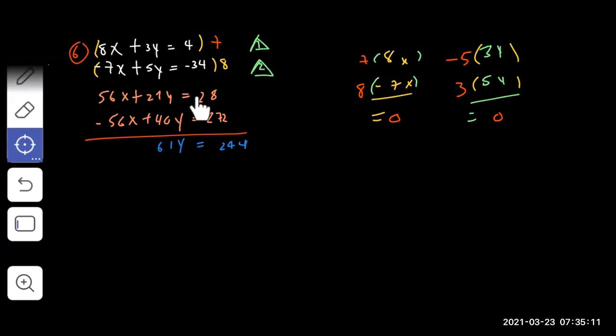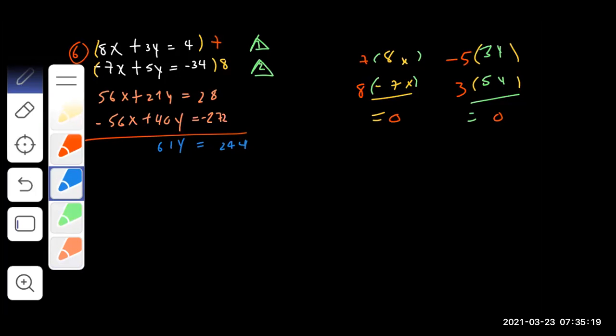Because we need to subtract. One is positive, the other is negative. 272 minus 28 will be 244, and the biggest value is negative, so it will be negative. Y is going to be equal to negative 244. And this 61, guys, is pissing me off.